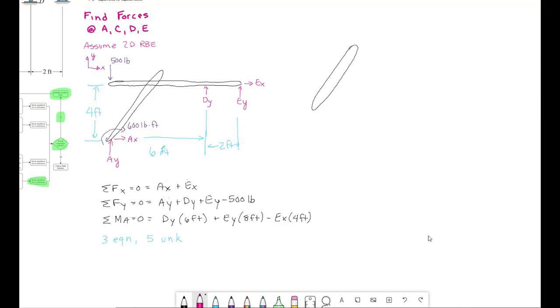Okay, so for member AC, we still have AY and AX as vertical and horizontal reactions. It's acting on member AC exactly the same way that that pin is acting on the whole thing. There's no switching directions here. We still have the 600 pound-foot moment, but we also have a normal force acting on that slot. So this is the normal force at C.